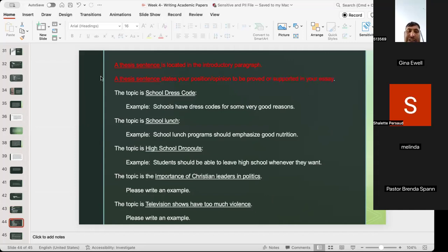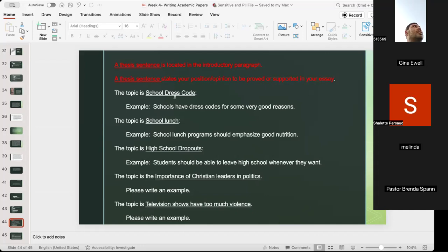Okay, now let's talk about the thesis sentence. It's located in that introductory paragraph. It states your position or opinion, whatever is being proved or supported or written about in your essay. So we're going to use the same topics here and come up with the thesis statement.